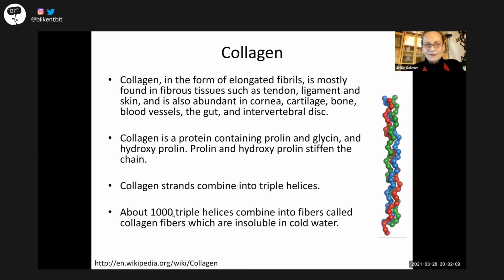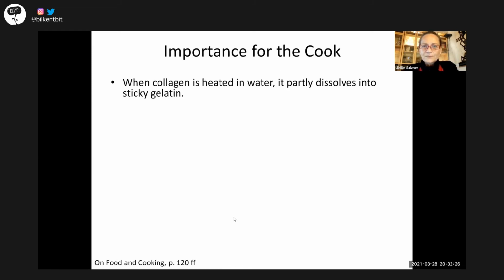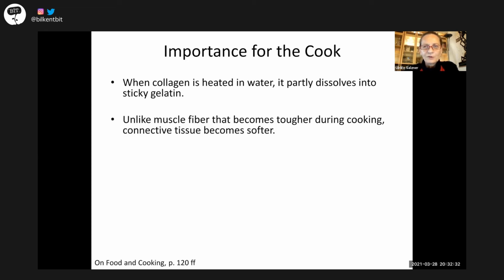So in the muscles, we have about 1,000 such triple helices combined into fibers, and these are the so-called collagen fibers, which give stability to the muscle fibers. This is insoluble in cold water, but upon heating, we can dissolve it. So we get sticky gelatin out of it, which is important for soups and aspics, if you have heard the name aspic.